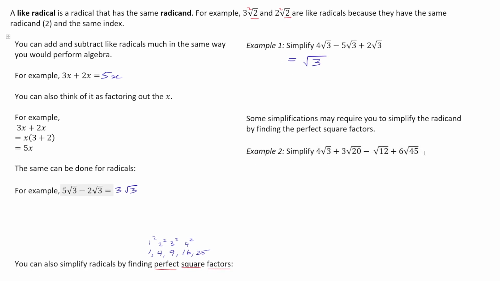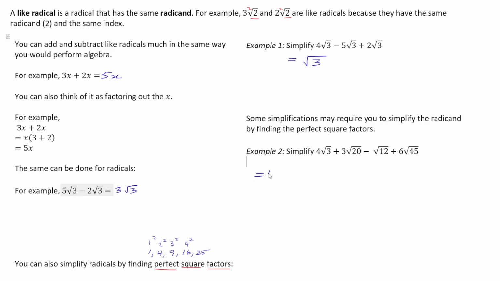Now, if I look at example 2, you would see that this is a bit strange, because I've got 4 root 3, then 3 root 20, minus root 12, plus 6 root 45. This does not look like I have any like radicals. However, we can simplify this root 20, this root 12, and this root 45, and see if they produce like radicals. So let's start simplifying this.